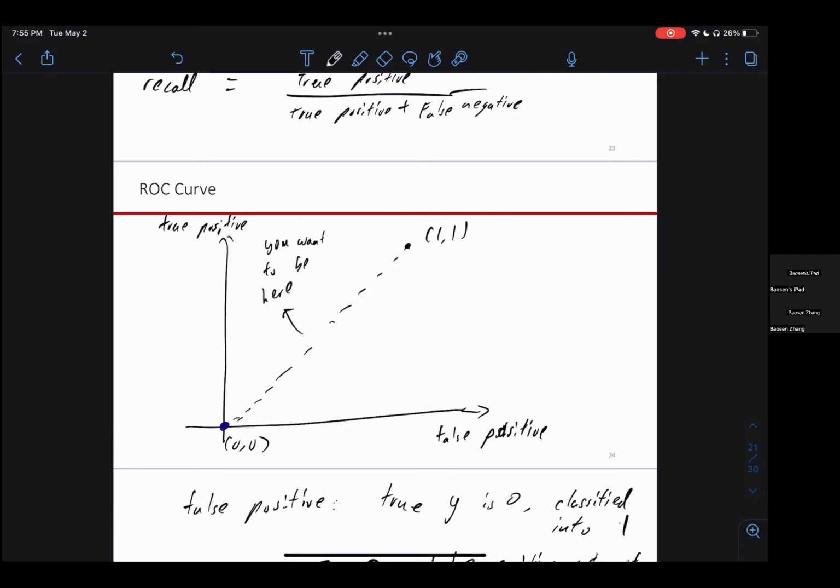So (0, 1) is the best. I have no false positive, which is good, and I have all the true positive, which is also good. So I want to go to (0, 1). Anything above the line is good, better than a random guess. Anything below is worse than a random guess, which means your algorithm is useless at this point. If your algorithm ends up here, that's a useless algorithm. You cannot even beat a random guess. So you should at least be able to beat a random guess using your algorithm.